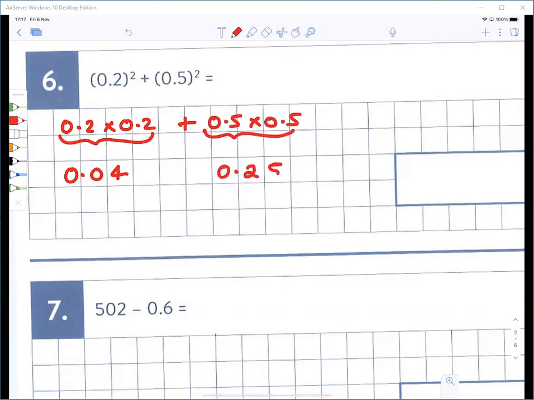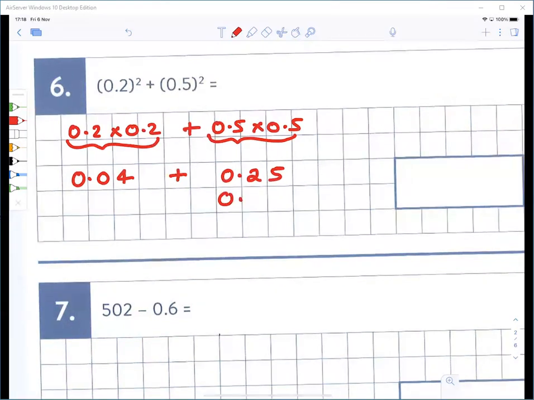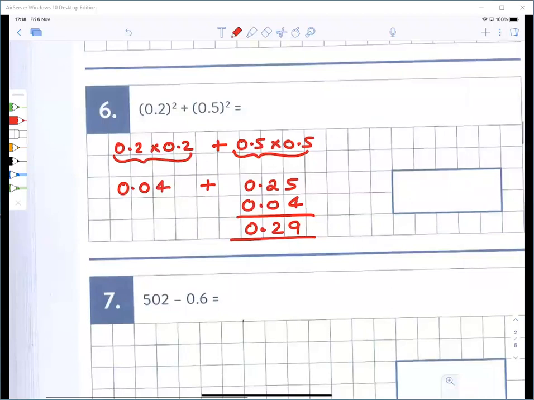Yeah. And similarly, 0.5 times by 0.5 is equal to what? 0.25. 0.25. So you have 0.04 add 0.25. So what do those two numbers, if you line them up and add them up, what should that give us? 0.29. Did you manage to get that right? No. Okay, so now you know how to get it right.